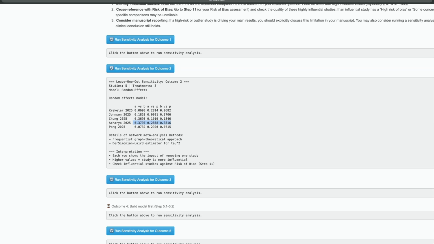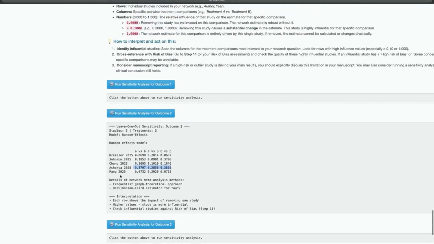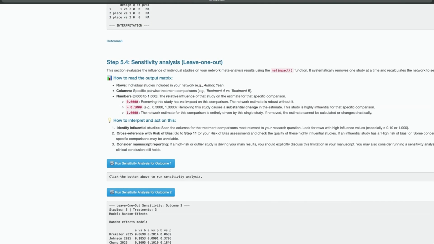In summary, Step 5.3 tells you which comparison has heterogeneity, and Step 5.4 tells you which specific studies are most influential. Together, they help you understand the strengths and weaknesses of your network and guide your interpretation of the results.